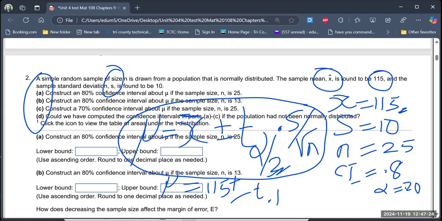So you're going to do inverse t, not inverse norm. So the critical value is the critical value for t. This one right here. And then you populate the standard error. You already know that the standard deviation is 10 divided by the square root of the sample size, square root of 25. You already populated the formula. You don't have to use this formula.